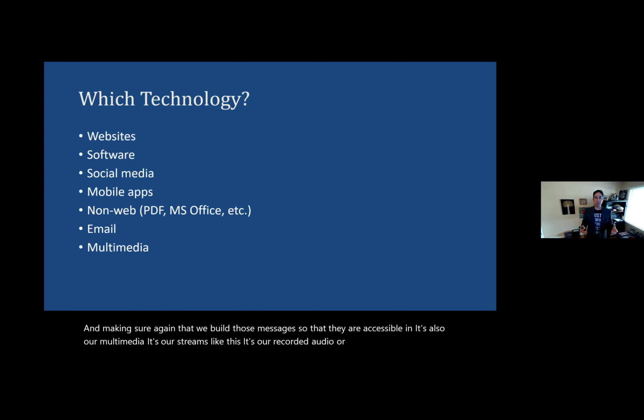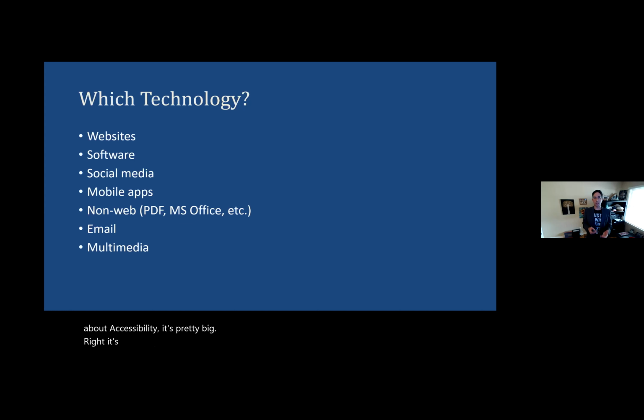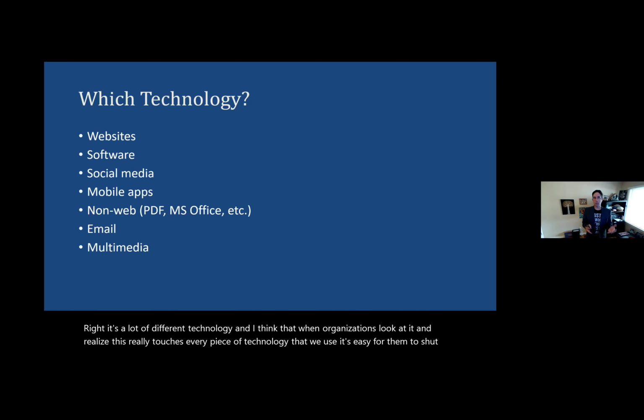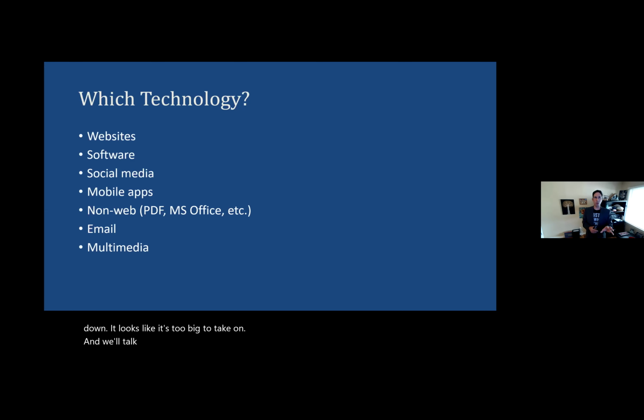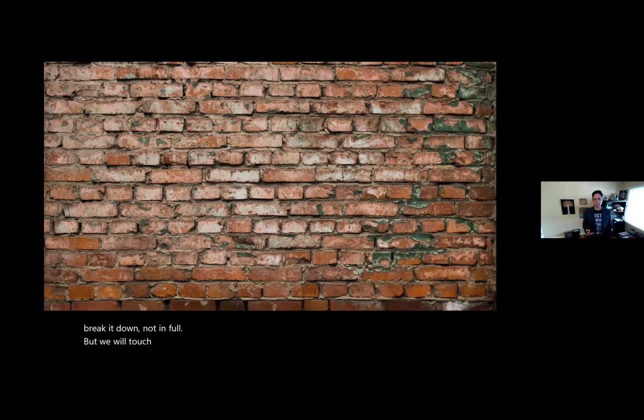So when we talk about accessibility, it's pretty big, right? It's a lot of different technology. And I think that when organizations look at it and realize, well, this really touches every piece of technology that we use, it's easy for them to shut down. It looks like it's too big to take on. And we'll talk a little bit about some ways to make that easier to take on and some ways to break it down. Not in full, but we will touch on that a little bit. Because if the technology is not accessible, it's a brick wall.